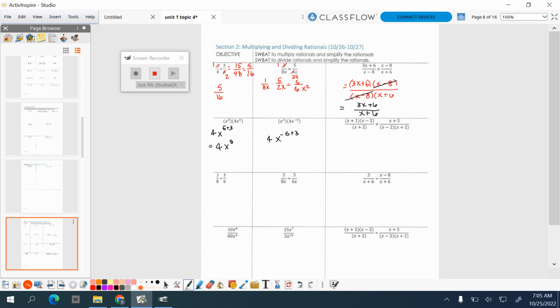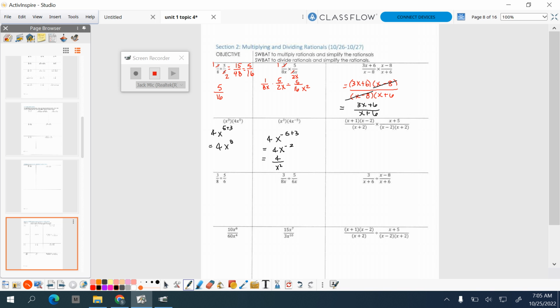And this is just some exponent rules right here. And we never want a negative exponent. If it's negative, it needs to flip to the other side. So in this case, it's going to become a fraction and go in the denominator. Let's look at the next one.